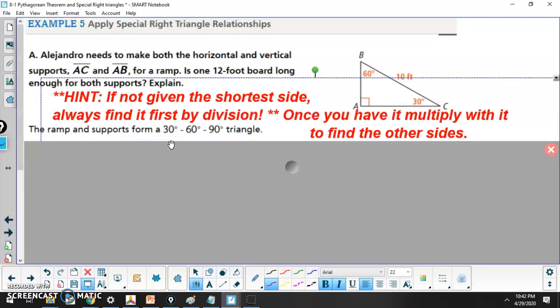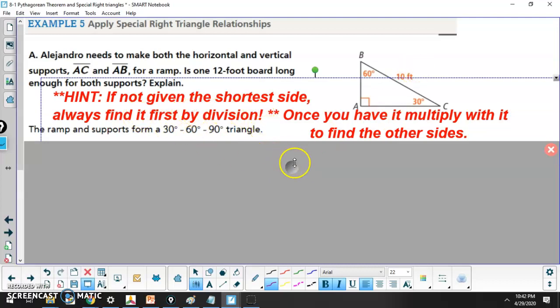Now we're going to apply these special right triangles to some situations to make them useful. Alejandro is trying to build a ramp with some 12 feet of wood. Does he have enough wood? They give you the hypotenuse is 10 feet, and we have a 30, 60, 90 triangle. So we're using the same relationships that we did before. We need to figure out the other two sides.